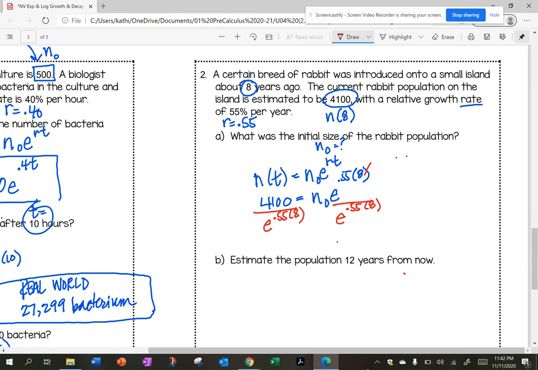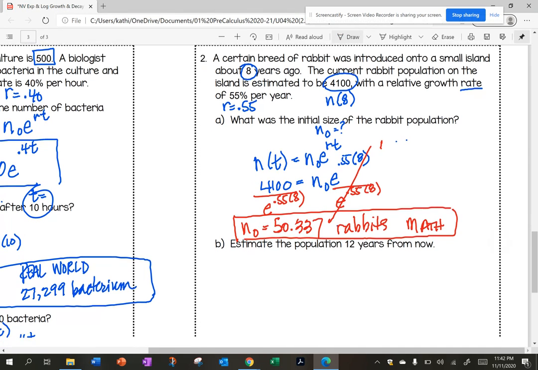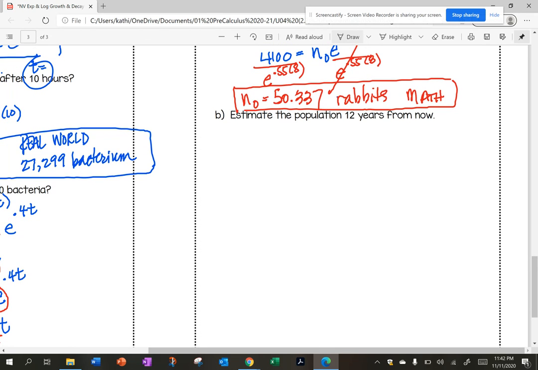So I find out, so this is 1. So n sub 0 equals 50.337 rabbits. And clearly this is a math answer. All right. In the real world, I'd say it was 50. Okay, next question. Estimate the population 12 years from now.